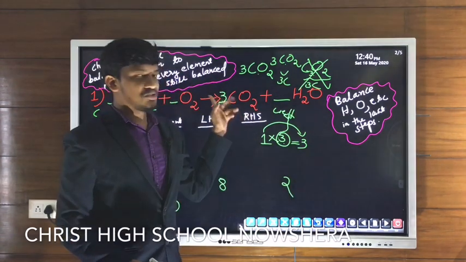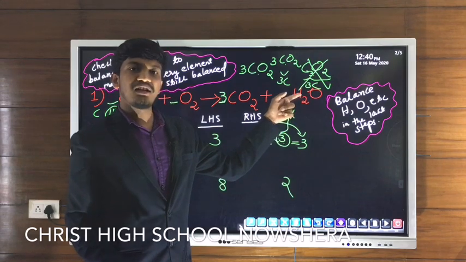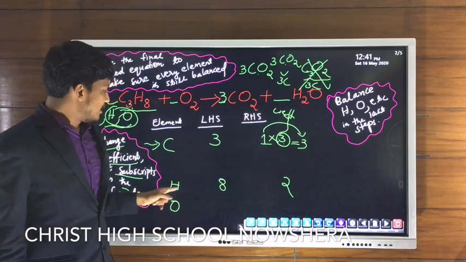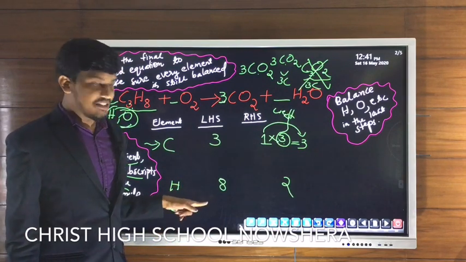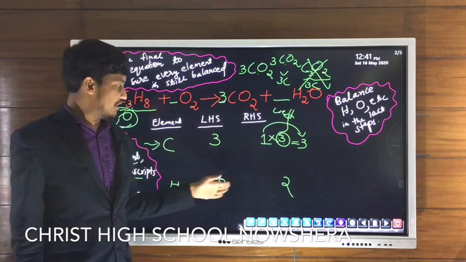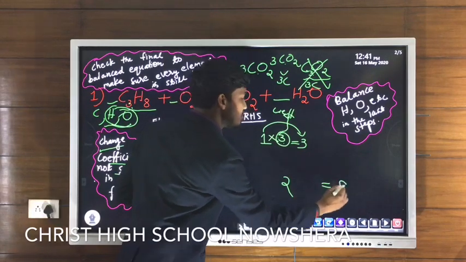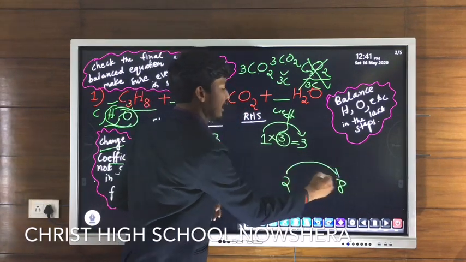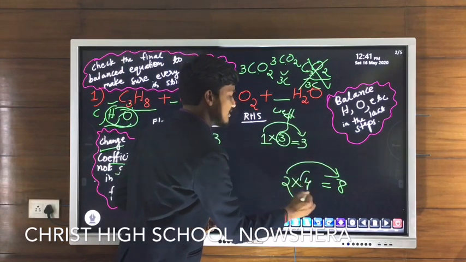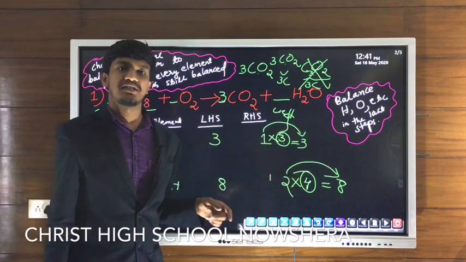Because there are two products, CO2 and H2O. And where is H? H is in the second product only. And the number of H in H2O is only 2. Now we have 8 hydrogen atoms on the LHS and 2 on the RHS. That means not equal. Now how can we make them equal? We know that we can change 2 into 8 by multiplying by 4. If you multiply 2 by 4, 2 into 4 is equal to 8.